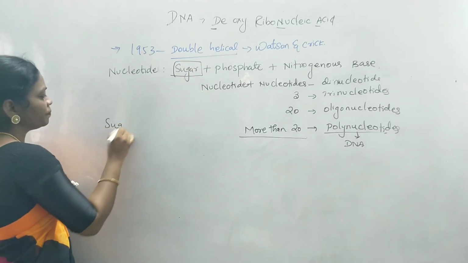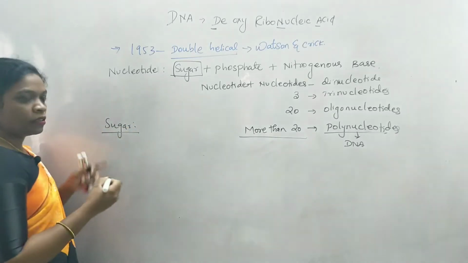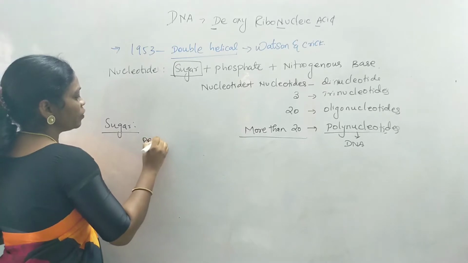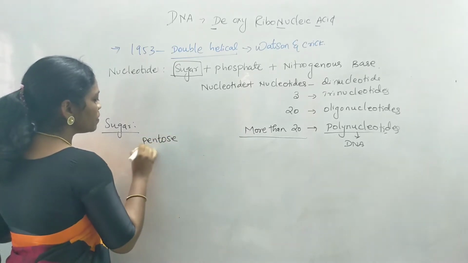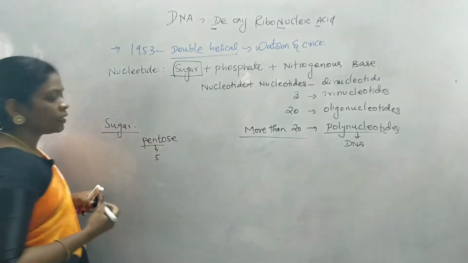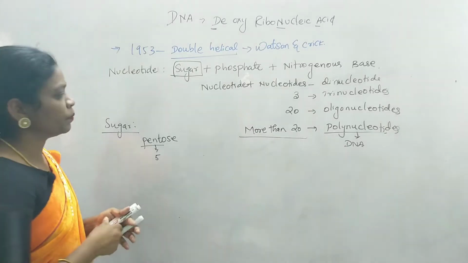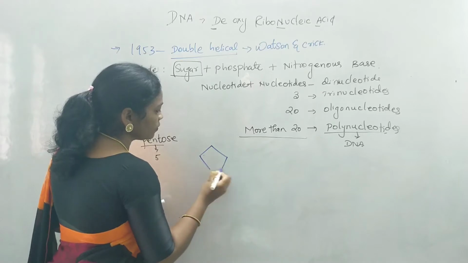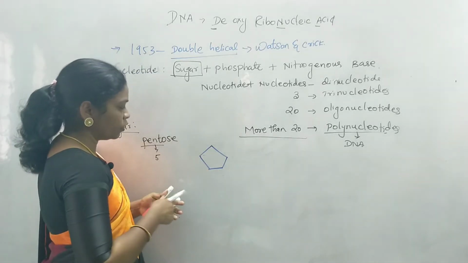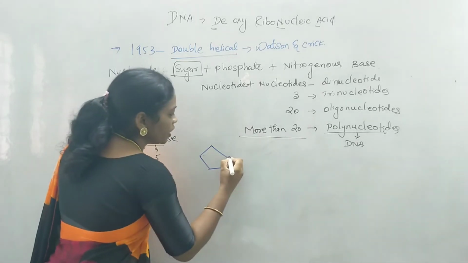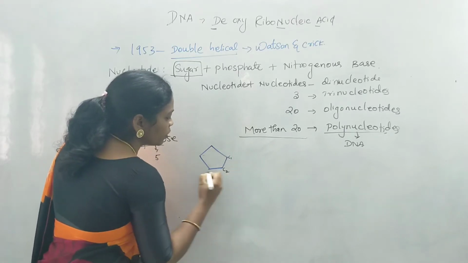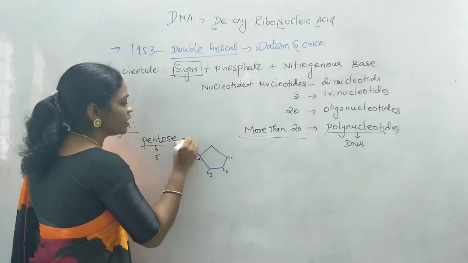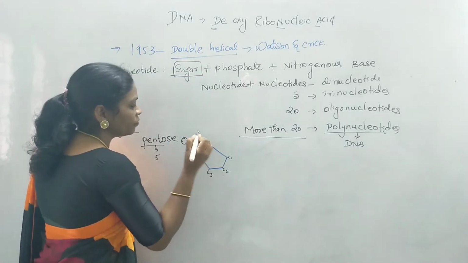When you take sugar, the type of sugar present in DNA is known as pentose. Why is it known as pentose? Pent means 5. It contains 5 carbon atoms. We'll draw the diagram of pentose sugar. This is pentose sugar. You can find carbon number 1 here, carbon number 2, carbon number 3, carbon number 4, and one carbon is outside the ring. That forms the fifth carbon.